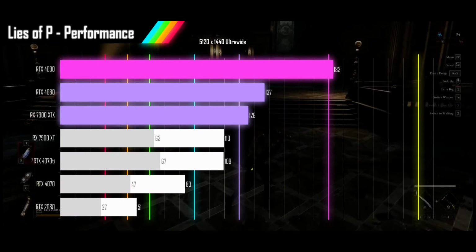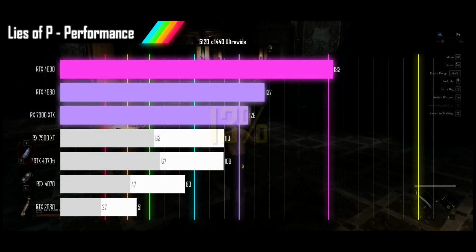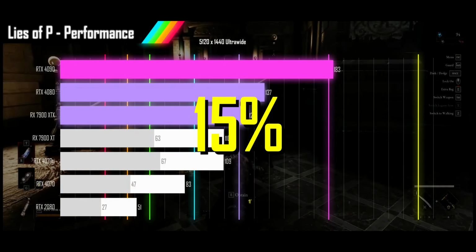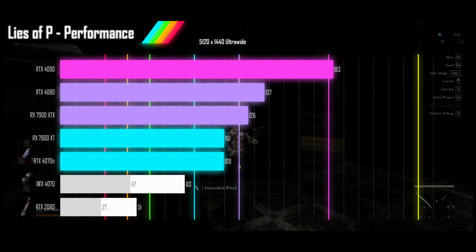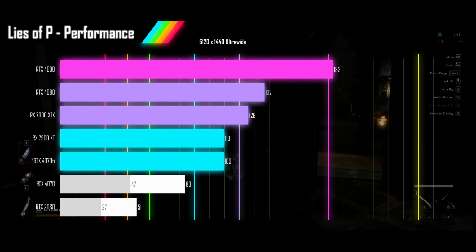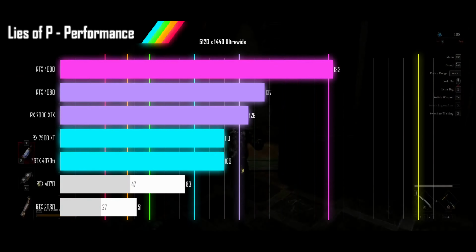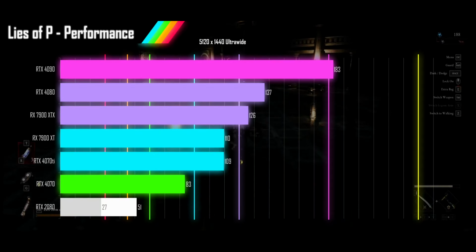The 7900 XTX is 9% slower than the 4080 for the average FPS, but 13% faster for the 1% lows, and 15% slower than the XTX are the 7900 XT and RTX 4070 Ti, which once again have traded places and once again are effectively tied at 110 FPS. A pretty healthy 31% drop from them is the RTX 4070 at 83 FPS.